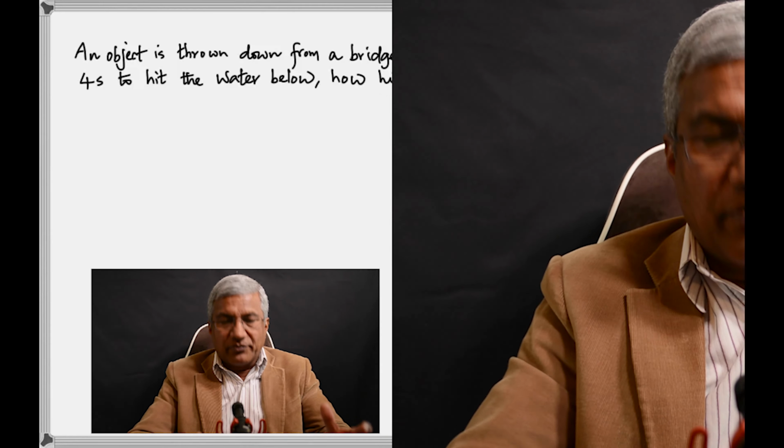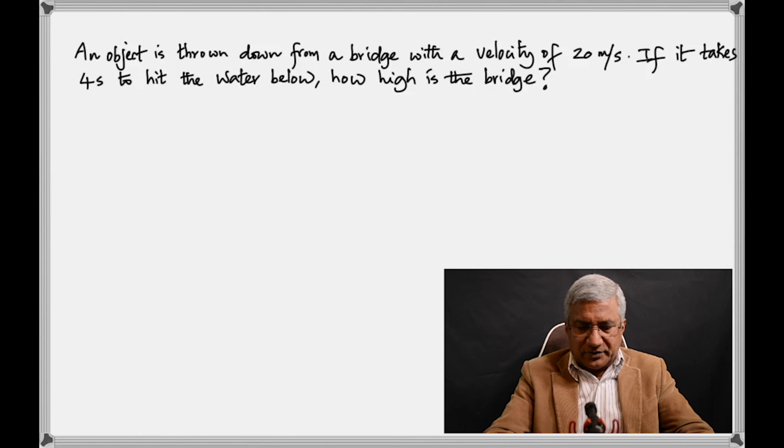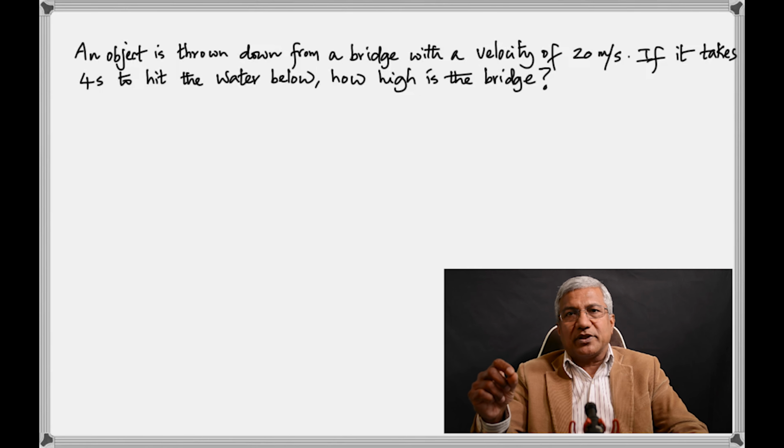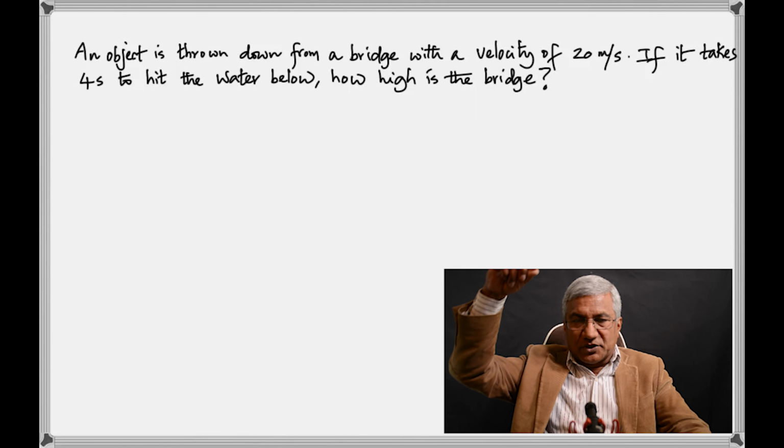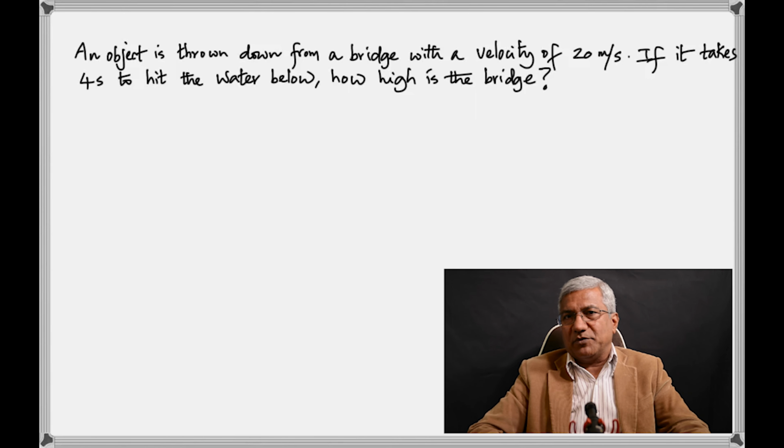Hello students, I was really surprised that only one student out of 30 got this correct on the exam, so I decided to work this out. Here is the problem. An object is thrown down from a bridge with a velocity of 20 meters per second. If it takes 4 seconds to hit the water below, how high is the bridge?